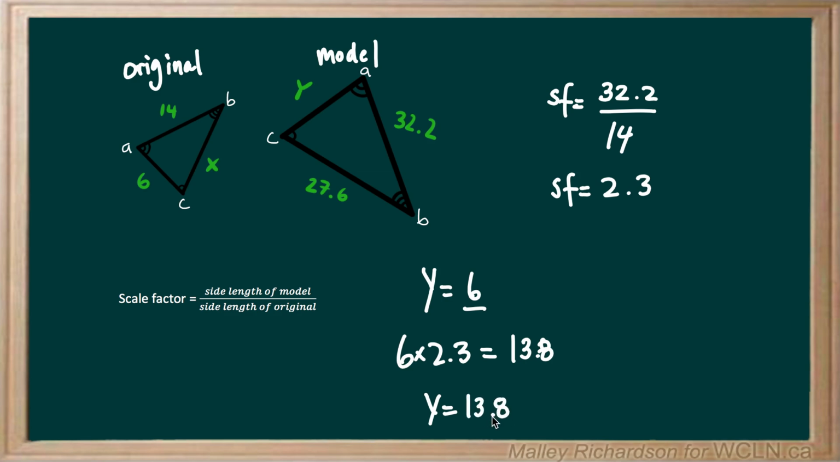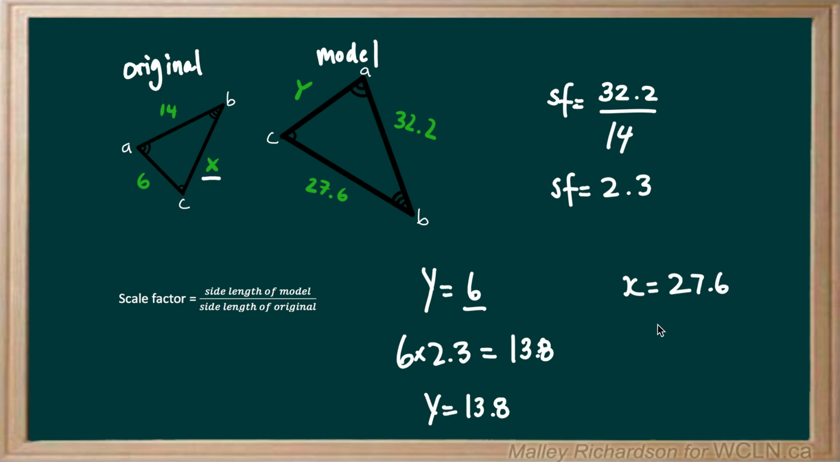Now we need to find our unknown side length of x. But as we can see, x is in the original triangle. So instead of multiplying by our scale factor, we are going to divide by our scale factor. So now we have to find our corresponding side length, CB, in our model. CB is 27.6, so x corresponds to 27.6.